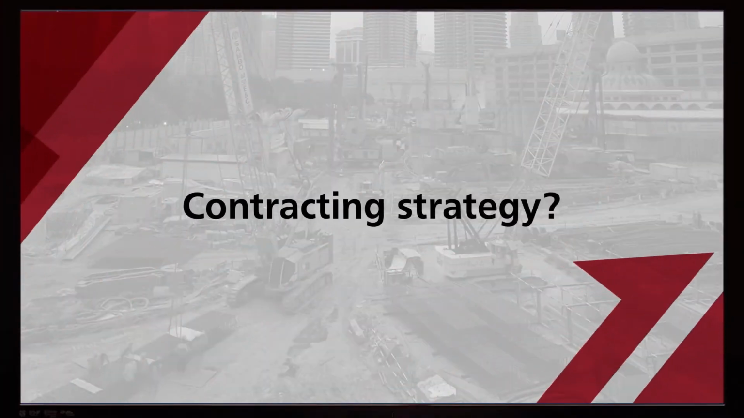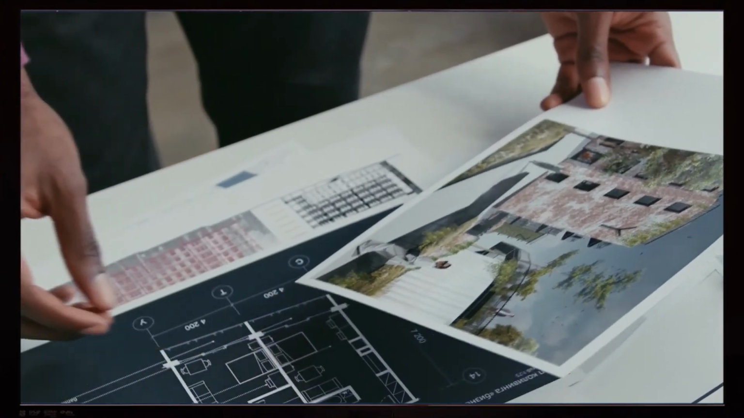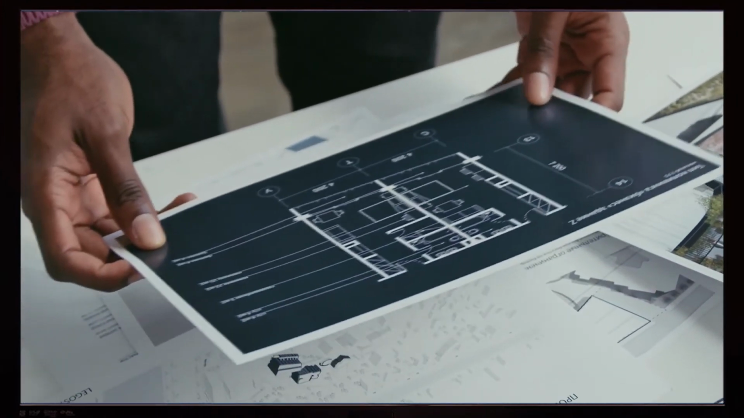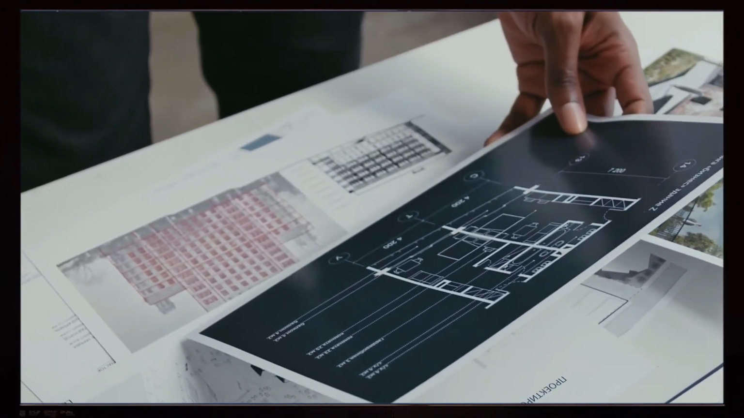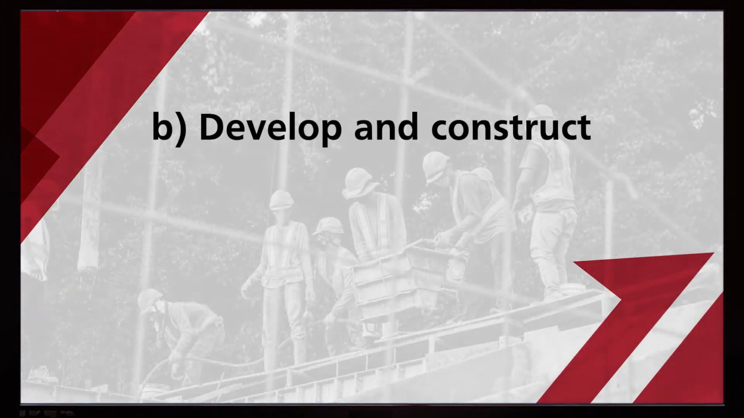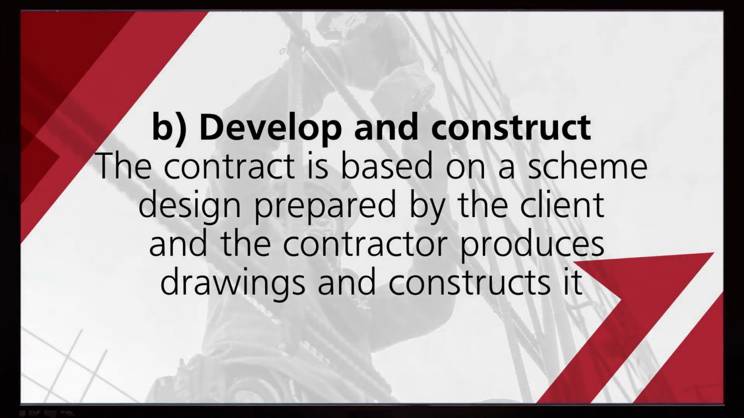The contracting strategy can also determine if functionality is appropriate as a criterion. Our standard for uniformity defines the different types of contracting strategies that clients typically use. They are A. Design and build, where the appointed contractor designs a project based on a brief by the client. B. Develop and construct, where the contract is based on a scheme design prepared by the client and the contractor produces drawings and constructs it.